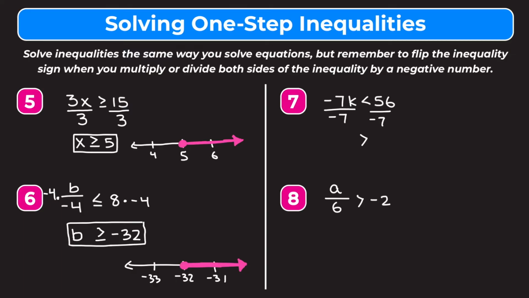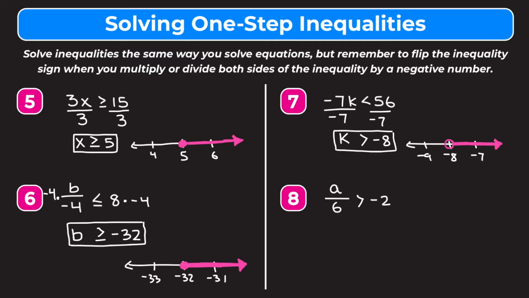So negative 7 divided by negative 7 on the left is just 1. So we're left with 1k, which is just k. On the right, 56 divided by negative 7 is going to give us negative 8. So I get that k is greater than negative 8. And now I'm just going to plot this on a number line. So I'll plot negative 8, negative 9, and negative 7. k cannot equal negative 8, so I'm going to put an open circle at negative 8, and it can be greater than, so we're going to shade to the right.